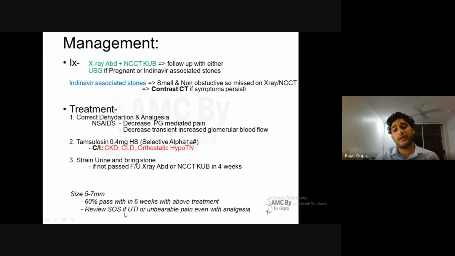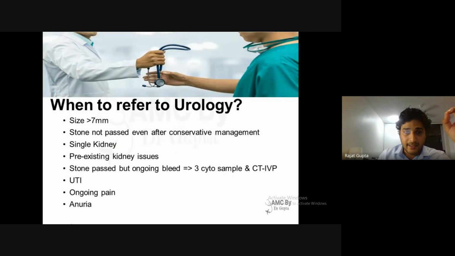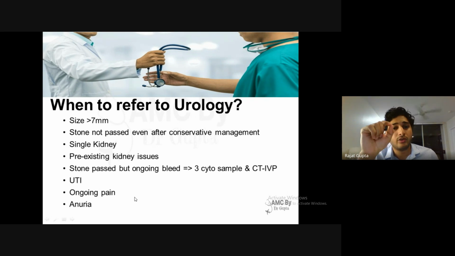But we have to give patients some red flags. Red flags are most important, because you should know when we need to involve the urologist. So these are the indications for urology referral. You don't have to poke the patient if any of these are present. So if the stone size is more than 7 mm, stone not passed even after conservative management, single kidney, and pre-existing kidney disease, because we can't take a risk in these patients, stone passed but ongoing bleed. Okay, so we have to go for further testing, cytology sample, and we have to refer to urology.